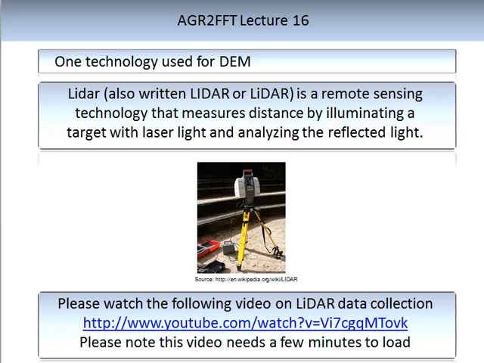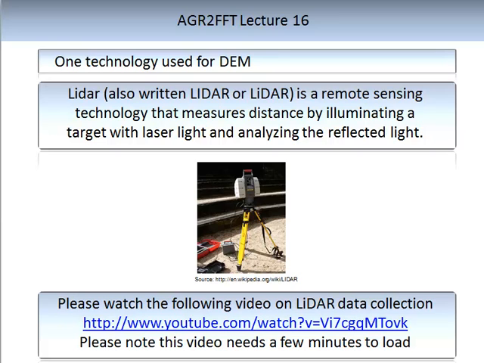One technology that is used extensively to create DEM maps is that of LIDAR. LIDAR can be written as LIDAR, or the I can be produced in lowercase. It is a remote sensing technology that measures distance by illuminating a target with a laser light and analysing the reflected light. This gives you the image.